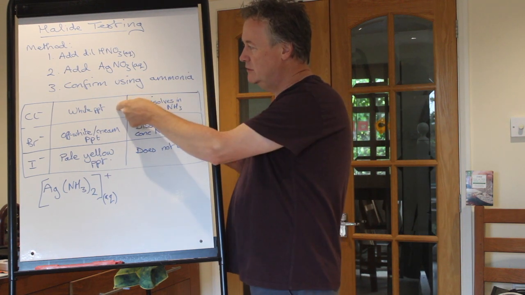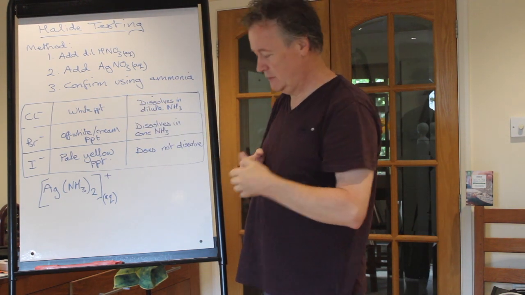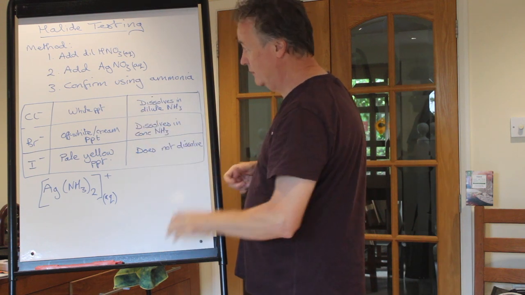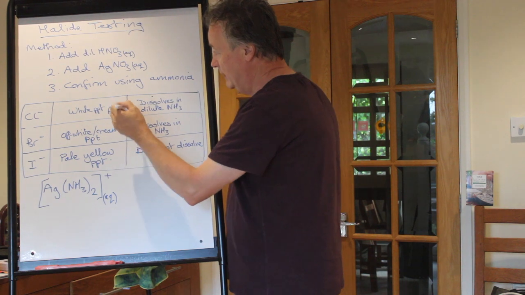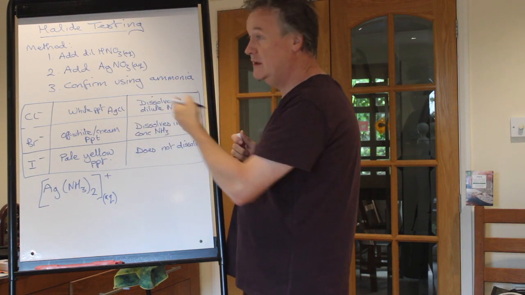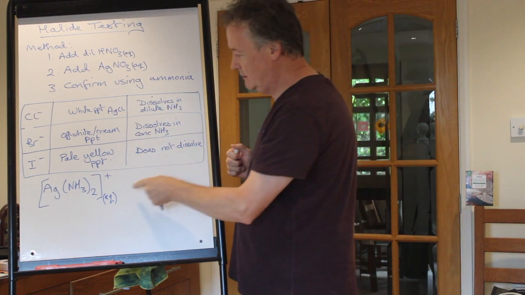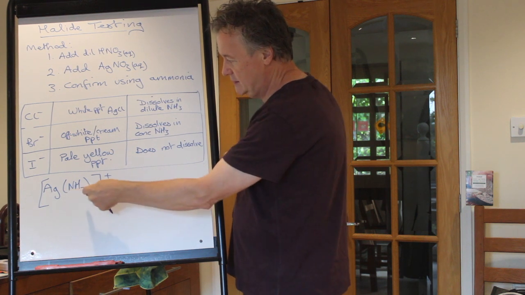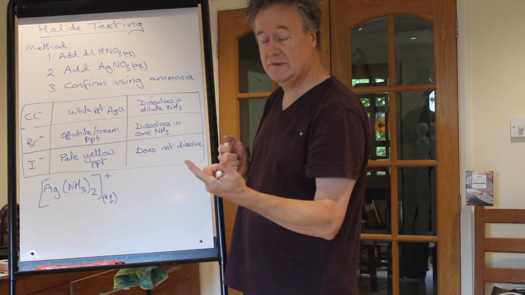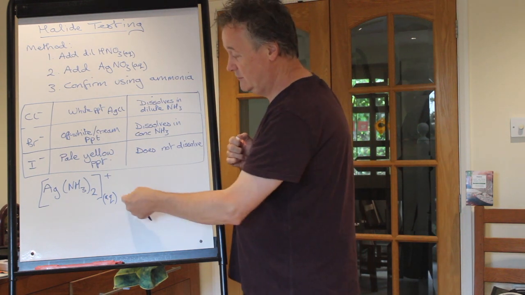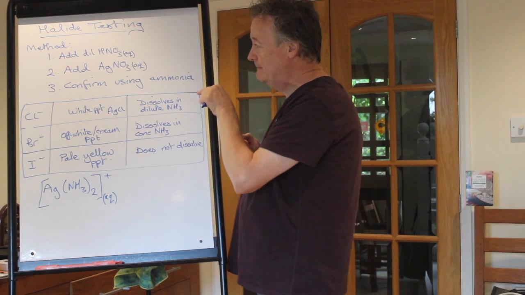Dilute ammonia will dissolve silver chloride, because this is going to be a precipitate of AgCl. And when it dissolves in dilute ammonia, it's the only one that dissolves in dilute ammonia, it forms this ion here, Ag(NH3)2. The whole thing is plus because silver is a 1 plus and ammonia is uncharged, and it goes into solution.